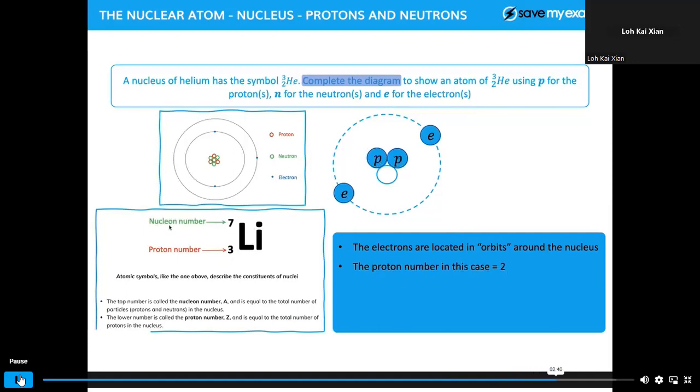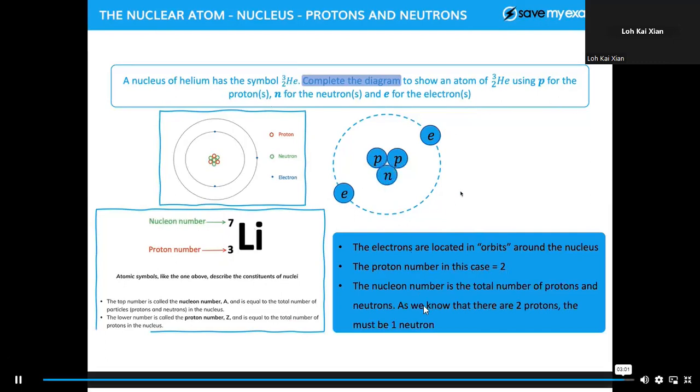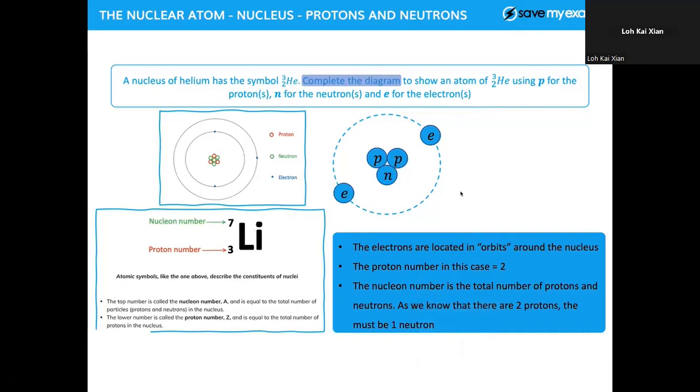The number at the top is called the nucleon number, and the nucleon number is the total number of protons and neutrons in the nucleus. So we've got 3 particles in the nucleus. That's what the 3 over there stands for. 2 of them are protons, so the last one has to be the neutron. So that's the complete picture of an atom of helium.